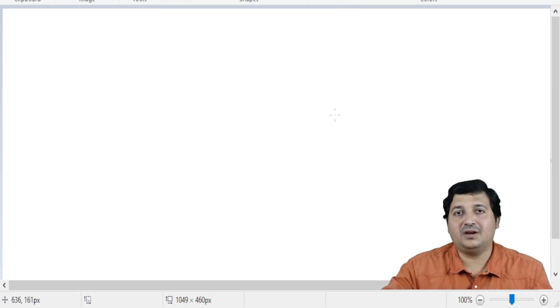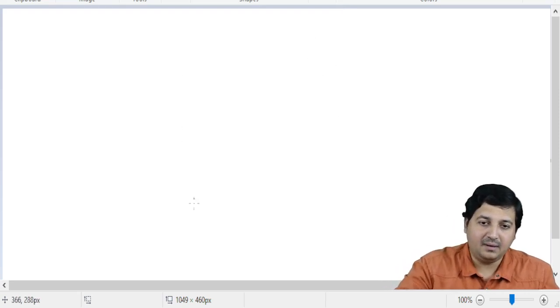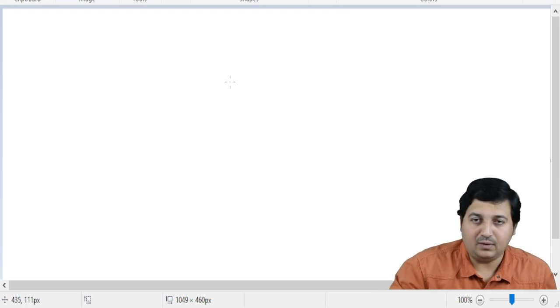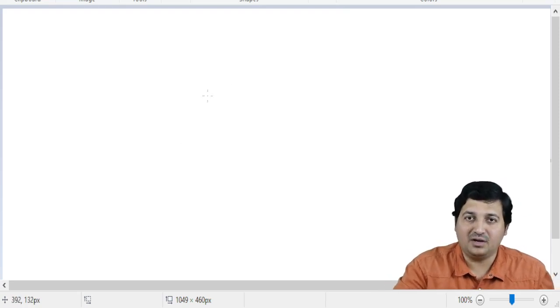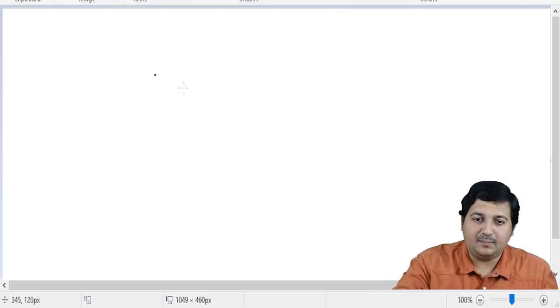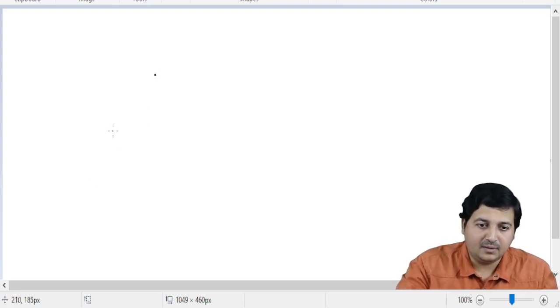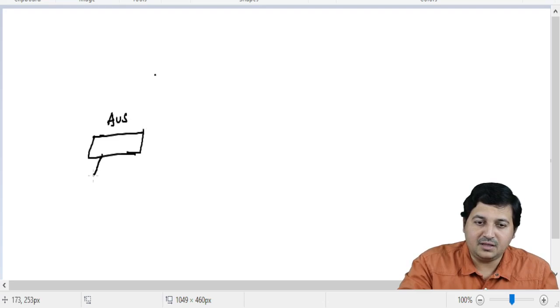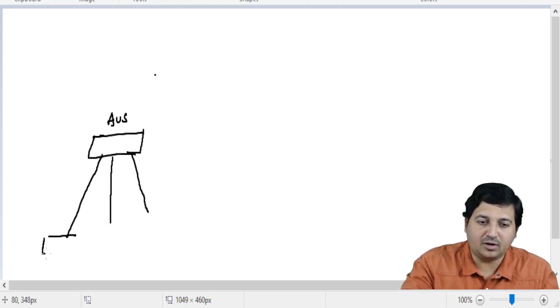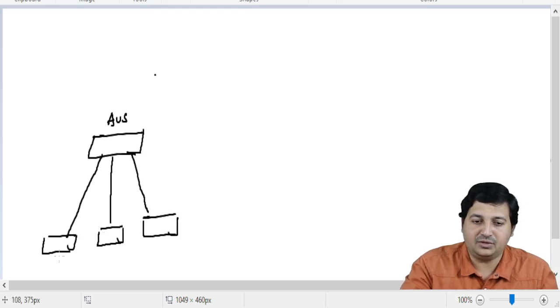First thing, what is a default gateway? For example, we have one network. Again, we already discussed what is the meaning of network. For example, we have one Australia network. Let me draw a diagram so that you can understand. Imagine this is an Australia network, AUS. In this network, imagine some more switches are connected, switch 1, switch 2 and switch 3, and to this switch all the computers are connected.